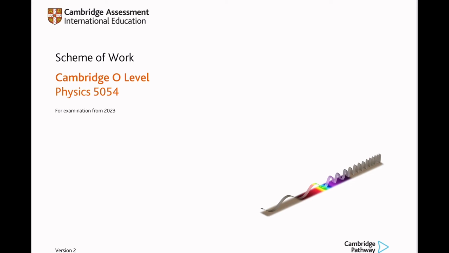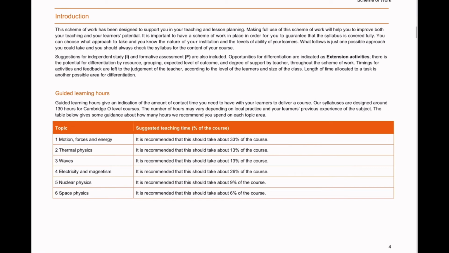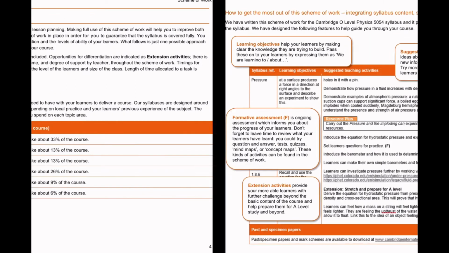Today we will be discussing the scheme of work of Cambridge O-Levels Physics 5054. To start off, let me introduce you guys to the topics. Number 1, motion, forces and energy. Number 2, thermal physics. Number 3, waves. Number 4, electricity and magnetism. Number 5, nuclear physics. Number 6, space physics.